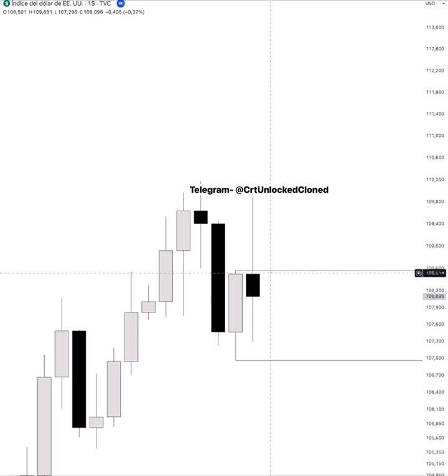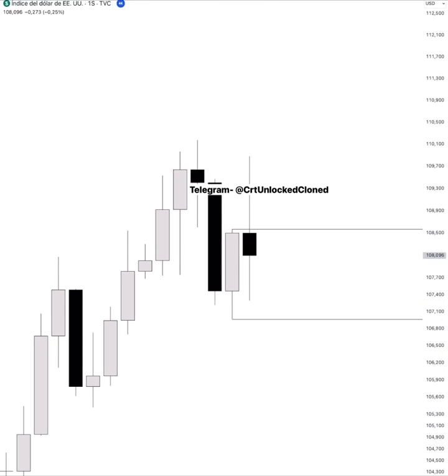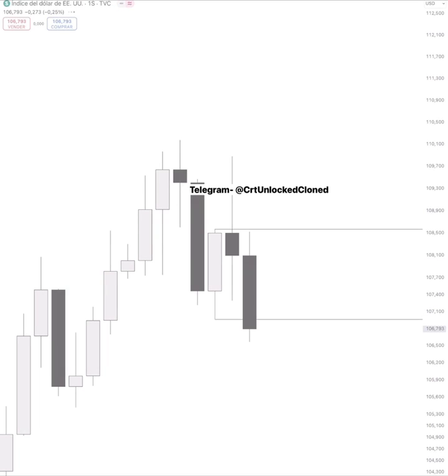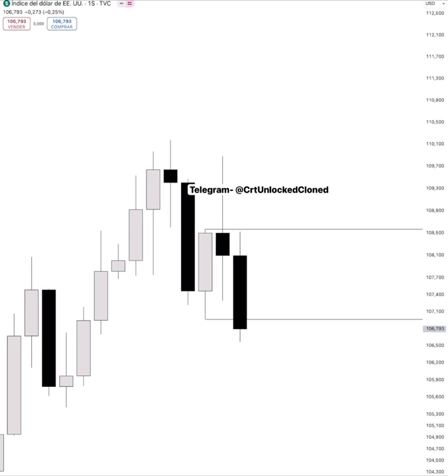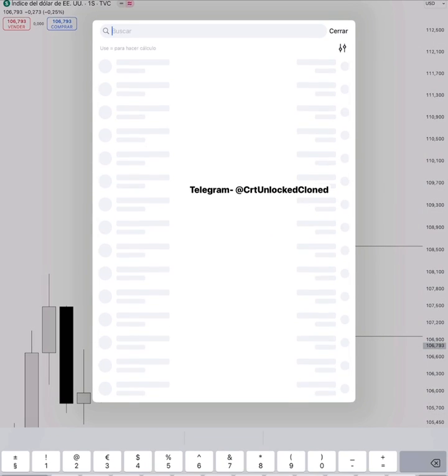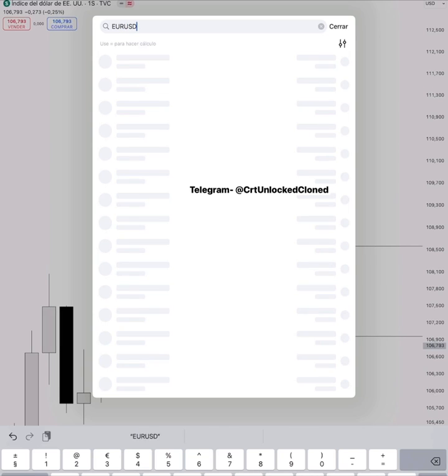So open, high, and then low and close. And that's precisely what happened, right? Open, high, low, and close. So this was the idea that I used to capitalize on my DXY analysis by trading euro, right? Now let's go and see the euro chart.